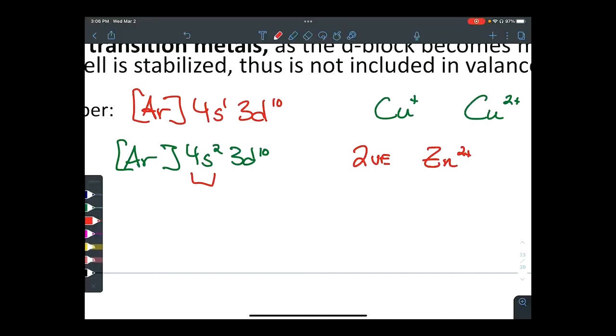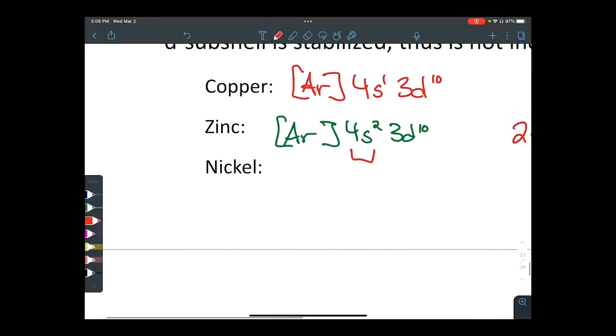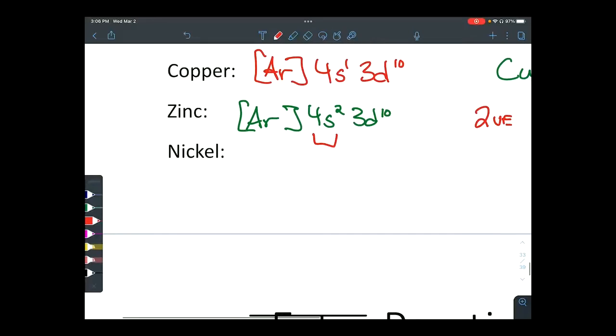And then copper is an anomalous one. We will never ask you how many valence electrons are in copper because it's harder to predict. I actually shouldn't have included that example on this slide. I realized that while I was talking. So let's also look at nickel, because it'll complete the thought here.